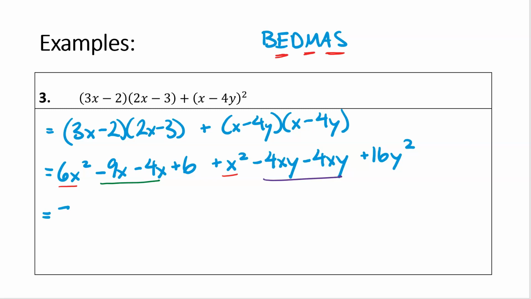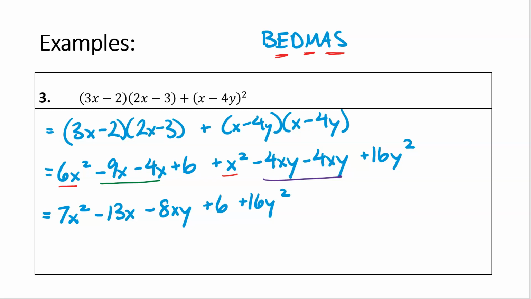6x squared plus x squared is 7x squared. Negative 9x minus 4x is negative 13x. Negative 4xy minus 4xy is negative 8xy. And we have a 6, and we have a 16y squared as well.